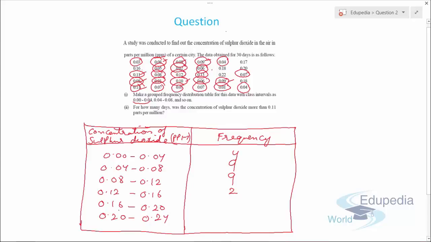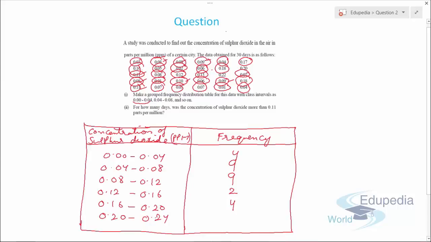Then we have 0.16 to 0.20. This means we can include 0.16, but it should be less than 0.2. So this can be 1, 2, right? 3, right? Then we have 4. So we have 4 values.